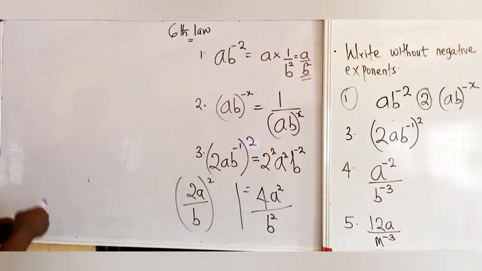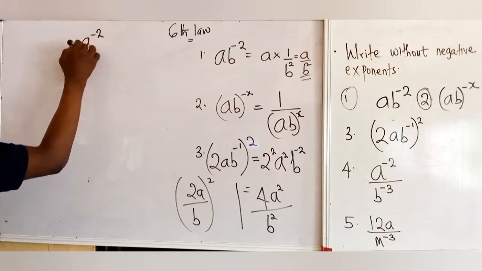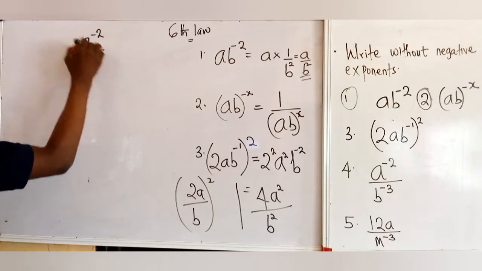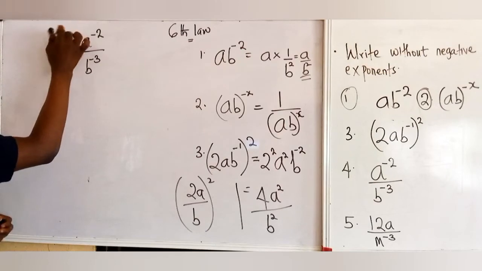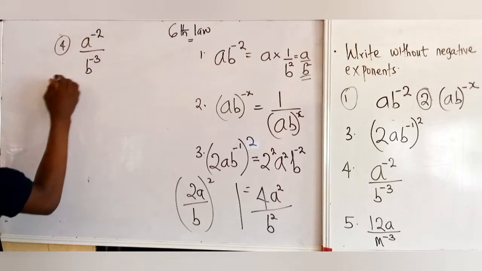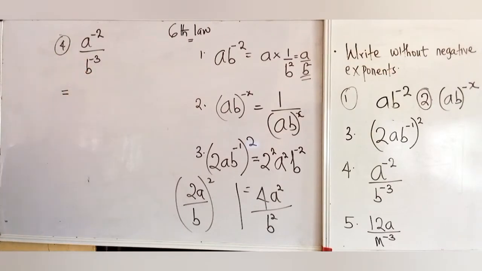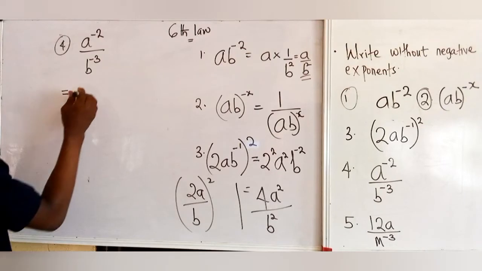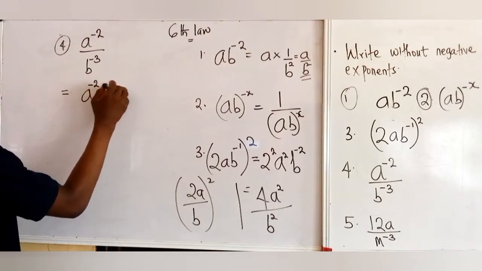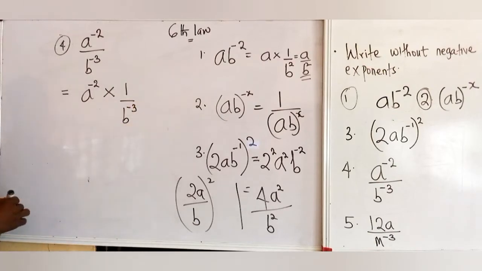I'm asked to write a to the power of minus 2 over b to the power of minus 3 without negative exponents. Question 4. Okay, let's see how I'm going to tackle this. This is simply equal to what? Let me write this as a product. a to the power of minus 2 times 1 over b to the power of minus 3. This is what it means.